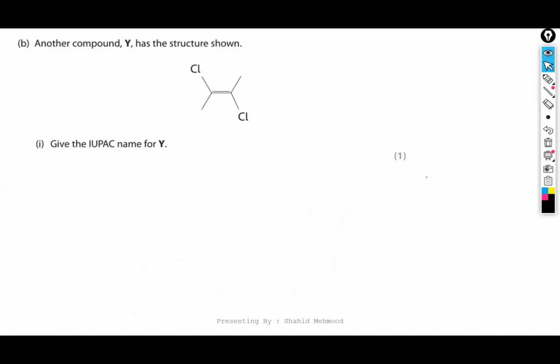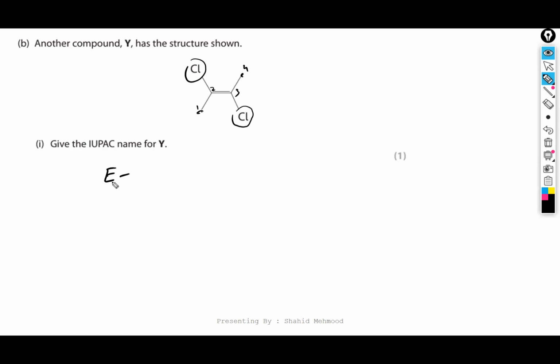Another compound Y has a structure shown. Give the IUPAC names for compound Y. So look at here. This is CH3, this is CH3. So we can number from any side 1, 2, 3, and 4. So we will see here, this is CH3. So carbon is here, carbon is here. So it is the E isomer because the priority groups are on the opposite side of the carbon-carbon double bond.